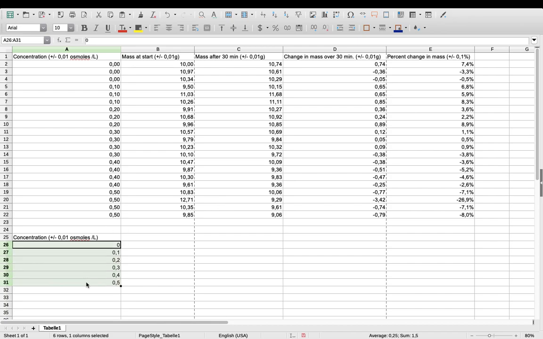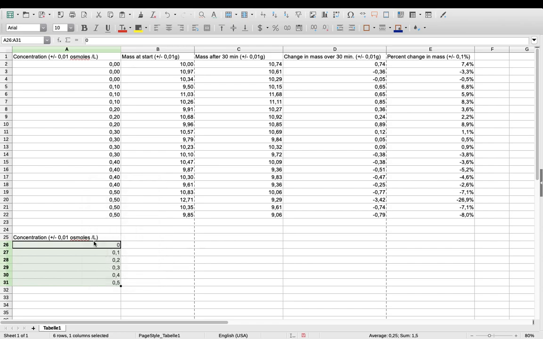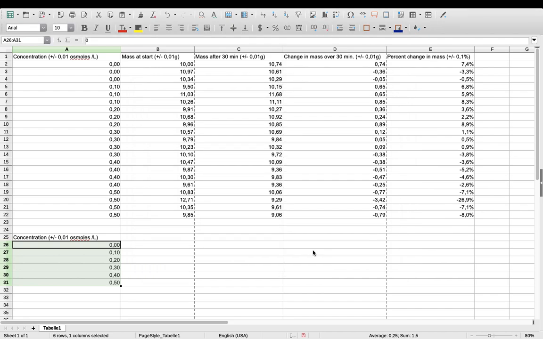Again, set the correct level of precision. Format cells, 2 decimal places. And then this is going to be the average percent change in mass. Again, the same units, plus or minus 0.1%. It's supposed to be in parentheses.